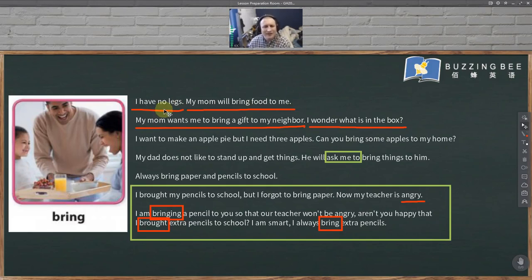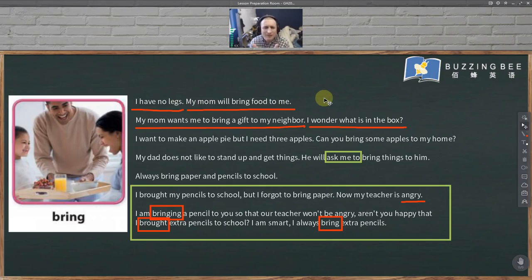Notice that one of the characteristics of language is that you are expressing complete thoughts, you're expressing context, you're telling a story. My mom will bring food to me is not a very interesting or engaging sentence. There's no reason for it. Why would my mom bring food to me?